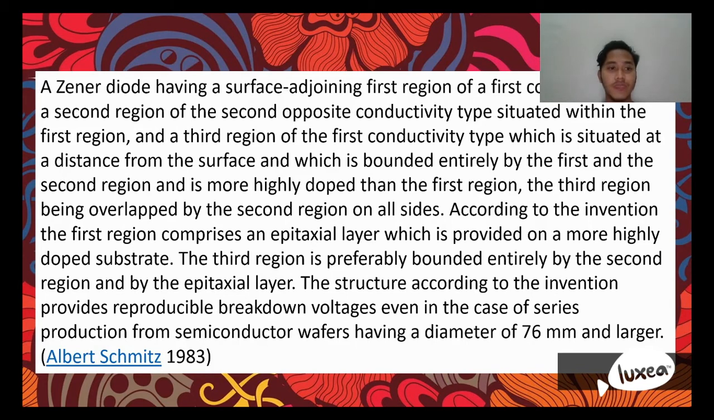According to the invention, the first region comprises an epitaxial layer which is provided on a more highly doped substrate. The third region is preferably bounded entirely by the second region and by the epitaxial layer. The structure, according to the invention, provides reproducible breakdown voltages even in the case of series production from semiconductor wafers having a diameter of 76 mm and larger.